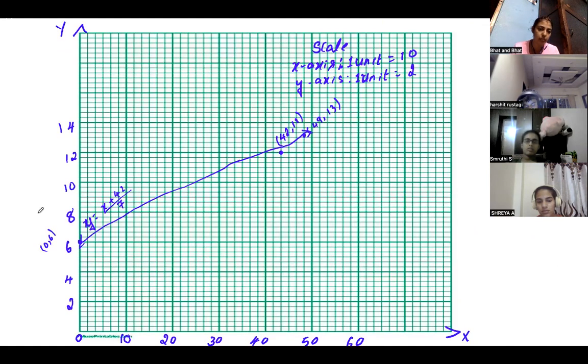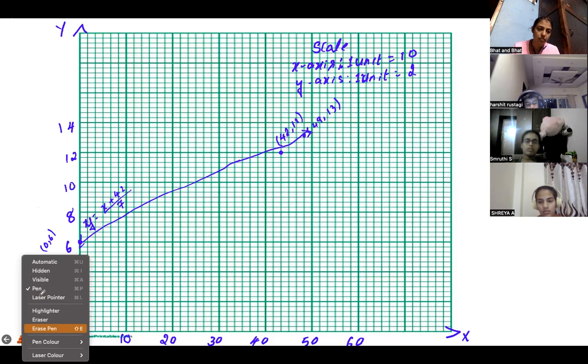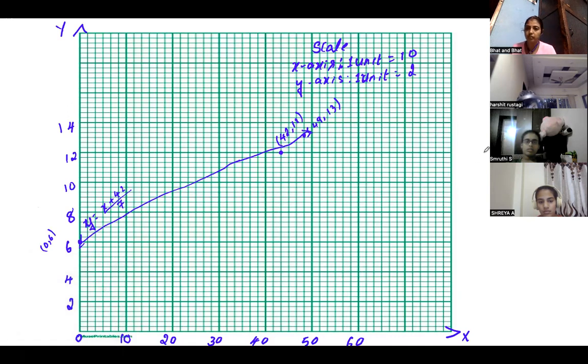Let me take a different color for the pen. 6, 0, 42, 12, and 48, 14. Correct? So let us plot. First one, 6, 0. So here it should be. Correct? 2, 4, 6. This is 6. So this will be 6, 0.